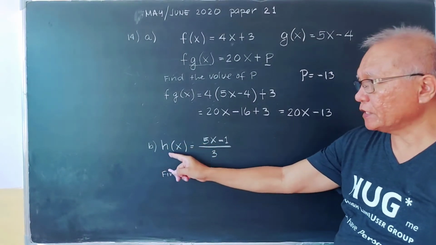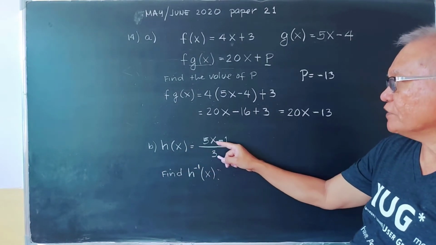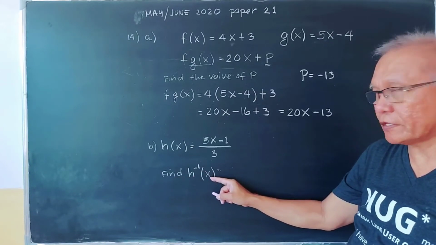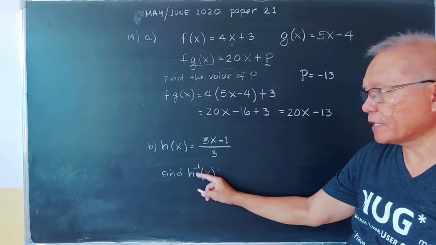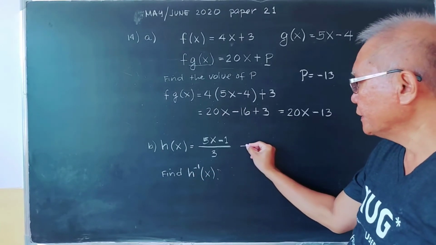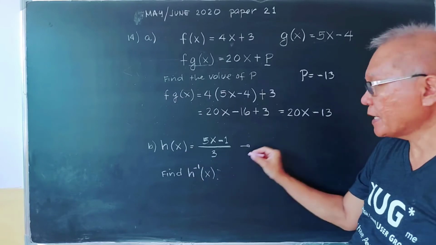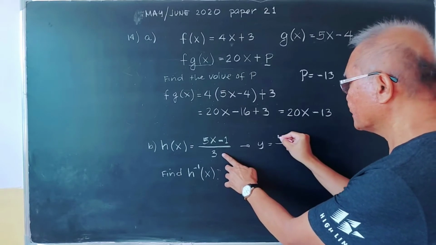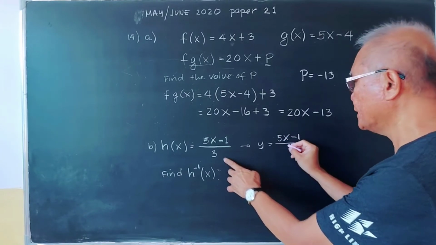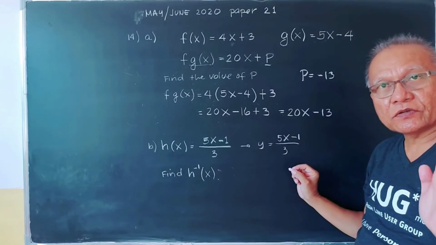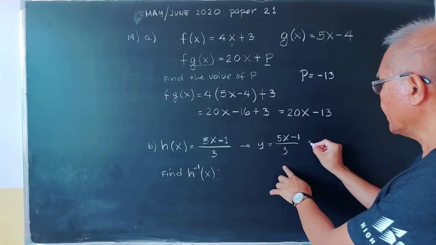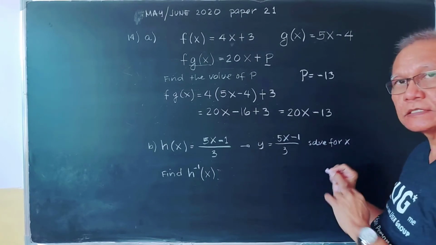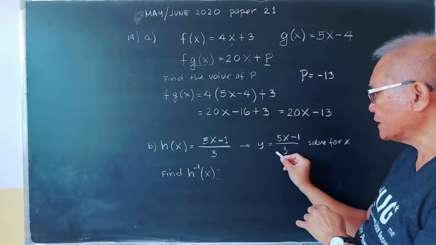Letter B, h of x is 5x minus 1 over 3, and we are required to find the inverse of the function h of x, h negative 1. So here, we first replace h of x by y, and then we have 5x minus 1 over 3. Then we solve x in terms of y. To solve for x, we cross multiply 3 to y.